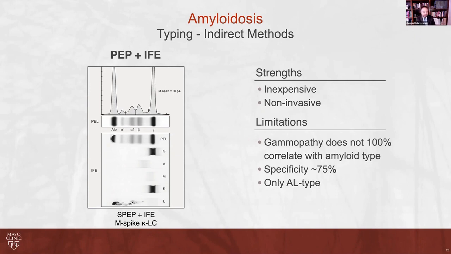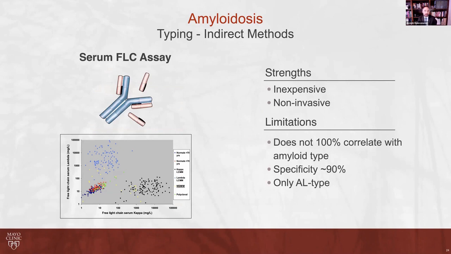Furthermore, it can only identify AL-type amyloid when it is employed in that regard because, of course, it has no way of discriminating the other types of amyloid. Serum-free light chains, a somewhat newer assay that essentially does the same thing as protein electrophoresis, is also inexpensive and non-invasive and can be done routinely on a blood draw. However, it has some of the same limitations, mostly in terms of its specificity. It does have somewhat better performance characteristics depending on where you set the ratio to make your diagnosis. However, it is only about 90% effective at best in terms of being specific for AL-type amyloid.